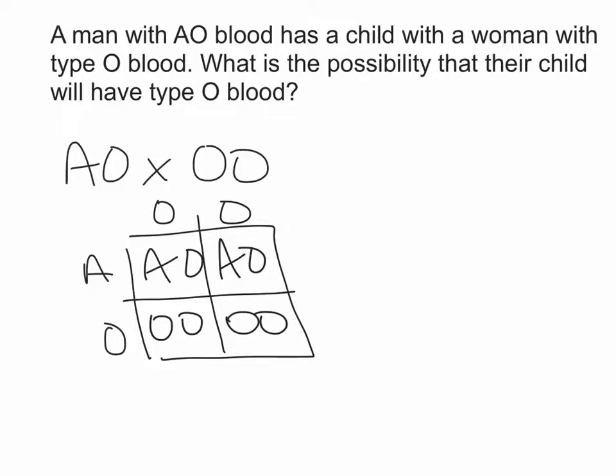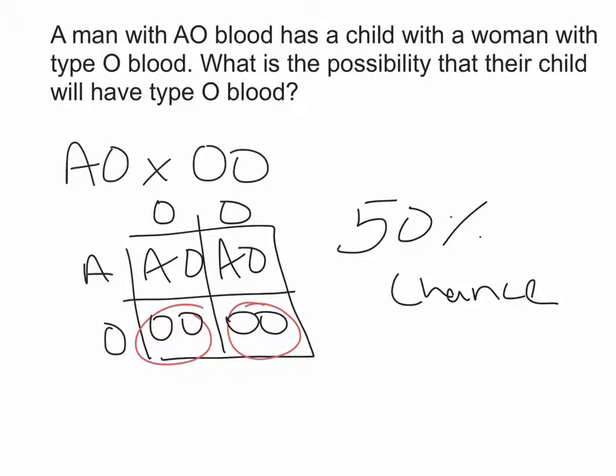Next, we go back to the question and actually answer what is asked. So what is the possibility that their child will have blood type O? So we look at the genotypes in our Punnett square. We see that there are 2 boxes with OO, which means that there's a 50% chance of the child having type O blood.